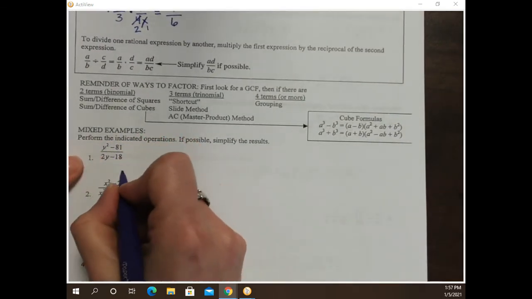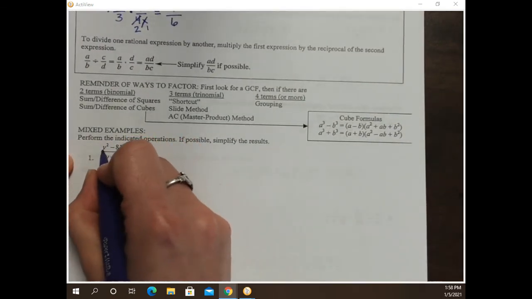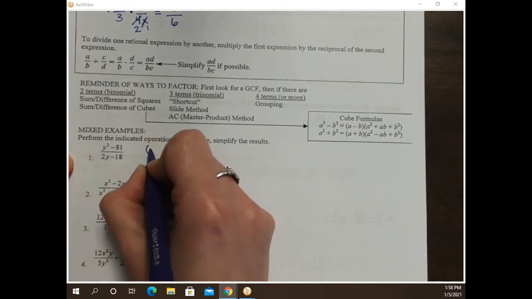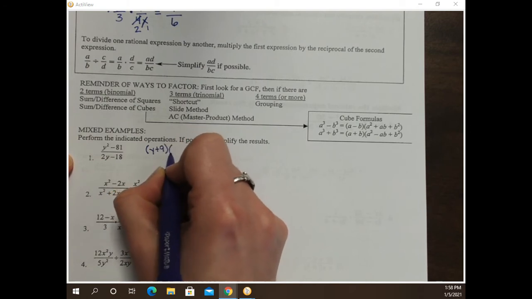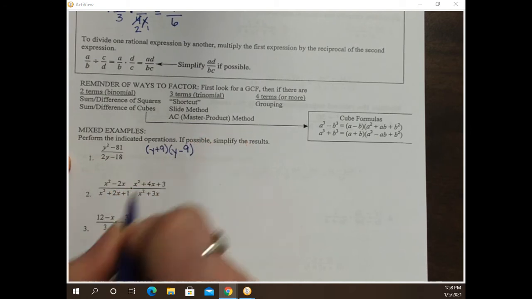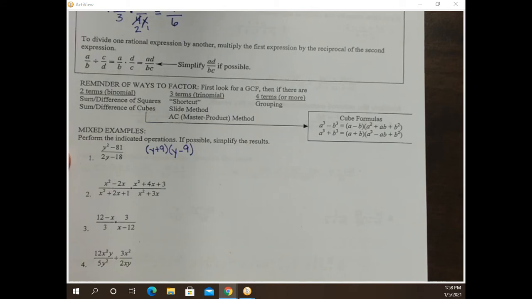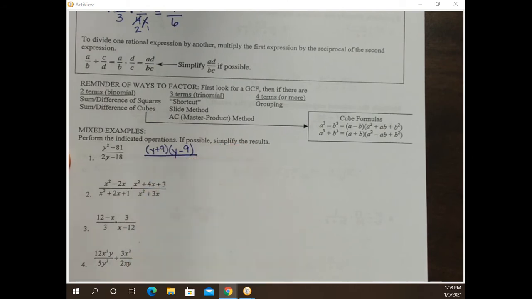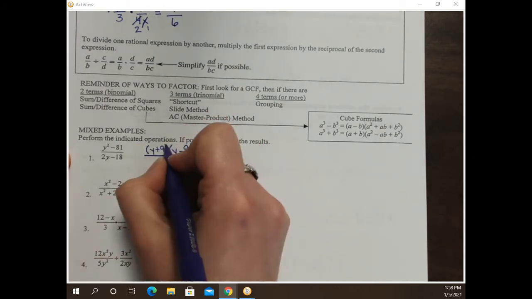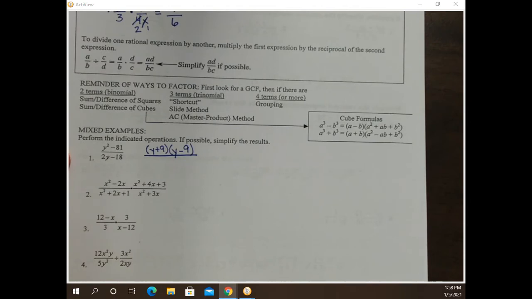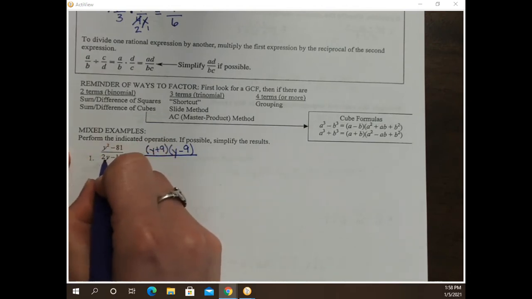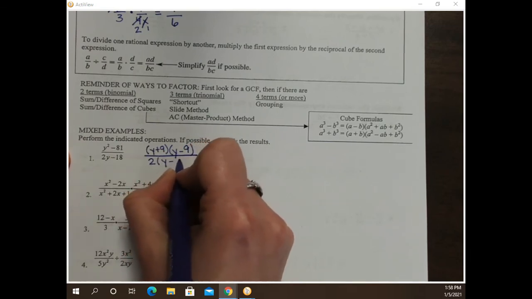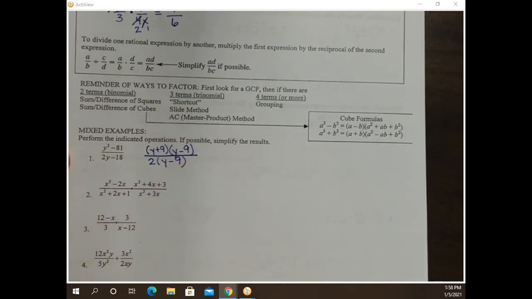So if I take a look at number 1, on top, I've got y squared minus 81. I could rewrite that as y plus 9 and y minus 9. It's a difference of squares. So I can rewrite this in factored form, and now I could reduce an entire factor, not bits and pieces, but if I can reduce an entire factor, that's okay. On bottom, if I go to factor this, I have a GCF of 2, so I'm going to pull that out. That would leave me with y minus 9. So there's my factored form there.